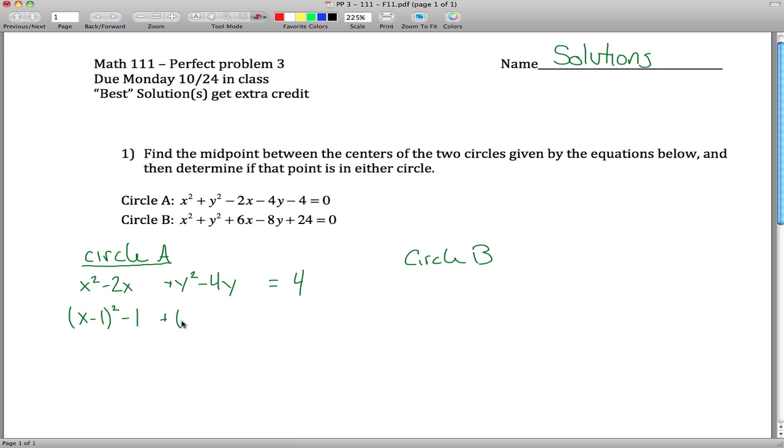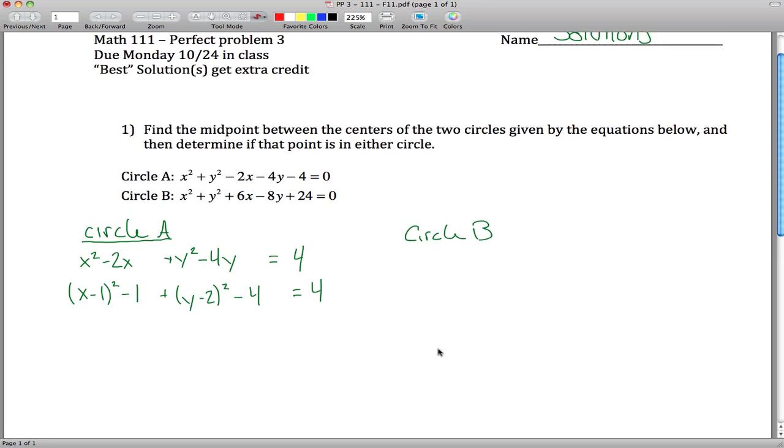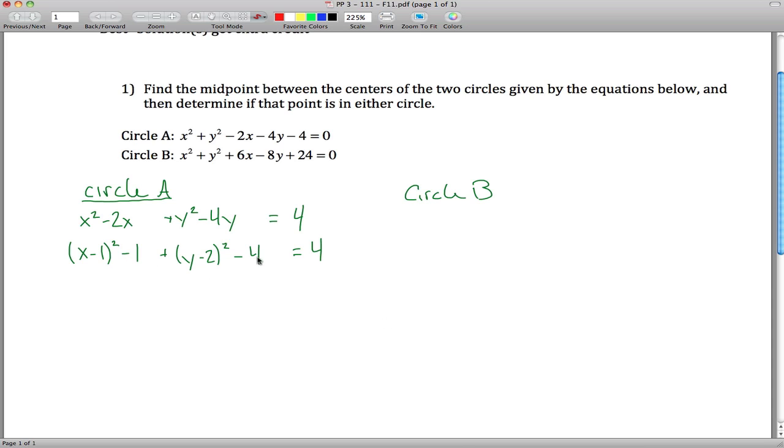And then similarly over here, we do y minus 2 squared, but if you FOILed this out, you'd have 4 too many. So we'll subtract 4 and get to here. And then finally, to get it into our standard form, just add 5 to both sides to get rid of this 1 and this 4. We'll get x minus 1 squared plus y minus 2 squared is equal to 9. What's nice about this form is it tells us that the center is at (1, 2) and that the radius is equal to the square root of 9, which is 3.